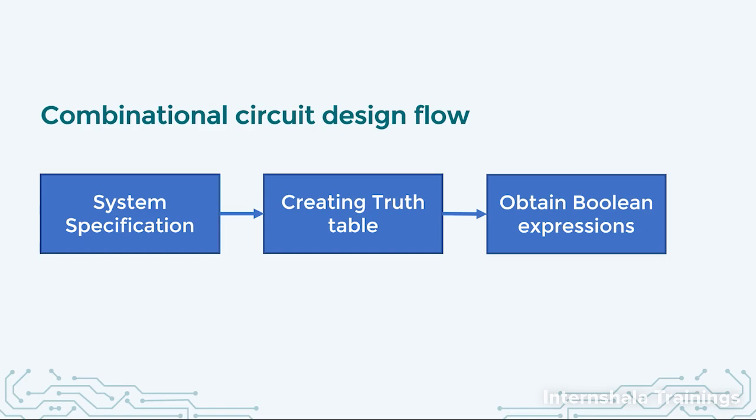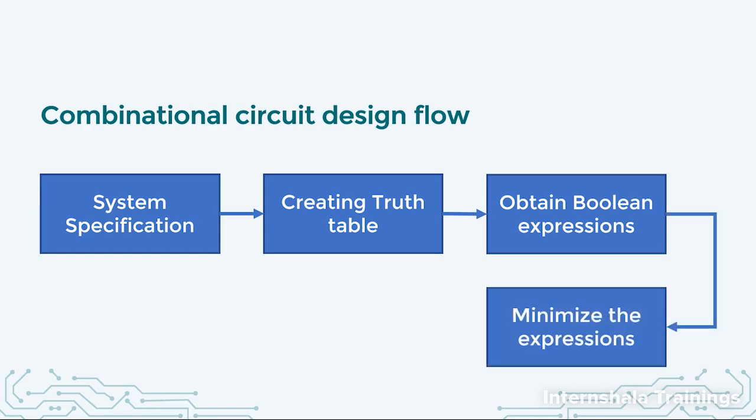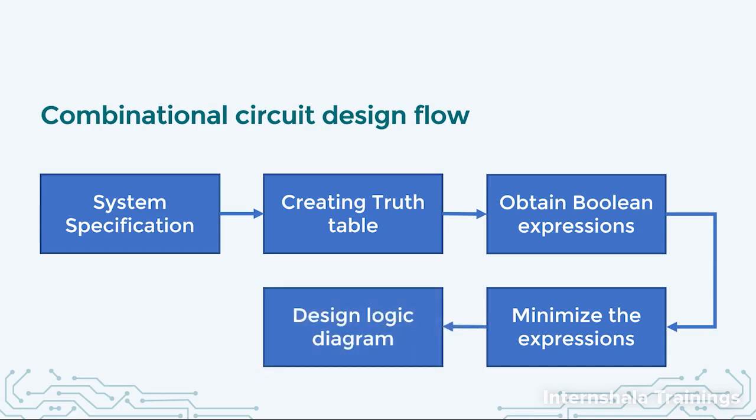From the truth table, we are going to obtain the Boolean expressions. Once the expressions are obtained, they may not be optimized, so we are going to optimize or minimize them. Once that is done, then we will transform the Boolean expressions into the logic diagram. In the previous video, we had discussed a few of these things independently, but now it's making sense how we can relate all of them for the complete circuit design flow. So let us talk about these steps in detail.